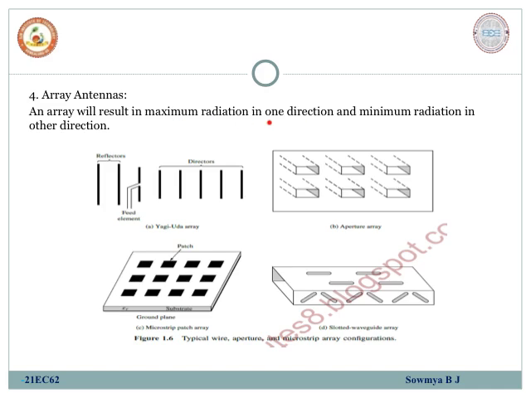And coming to array antennas, why they are used is in order to get the maximum radiation in one direction and the minimum radiation in the other direction. Whenever we want the maximum radiation in a single direction, we go for array antennas, and in that case we will get the minimum radiation in the other direction.